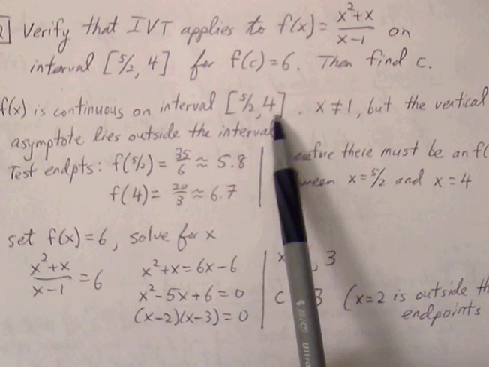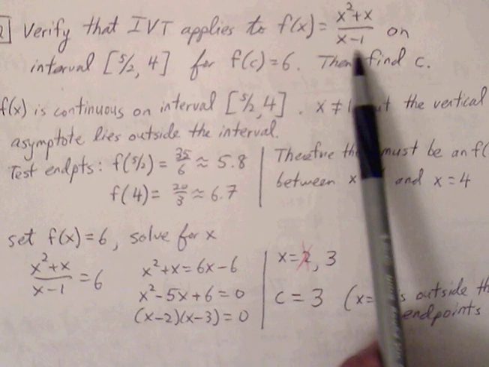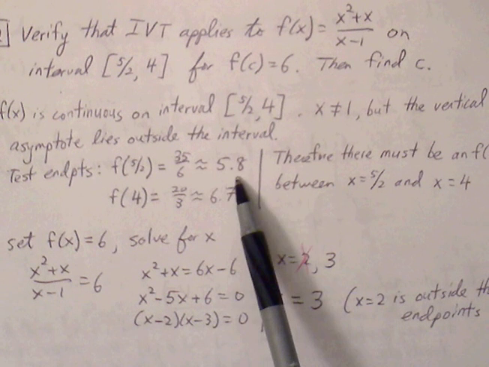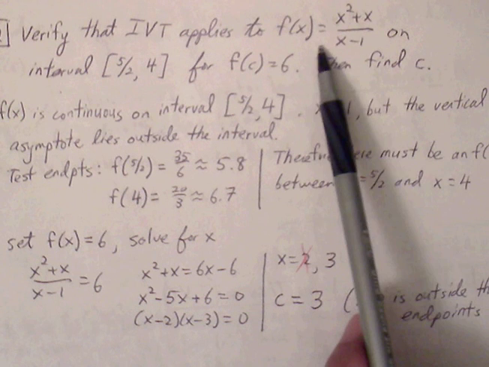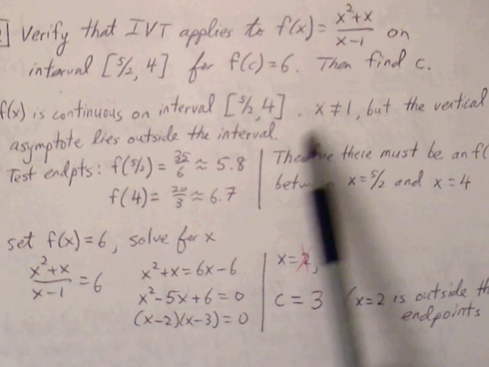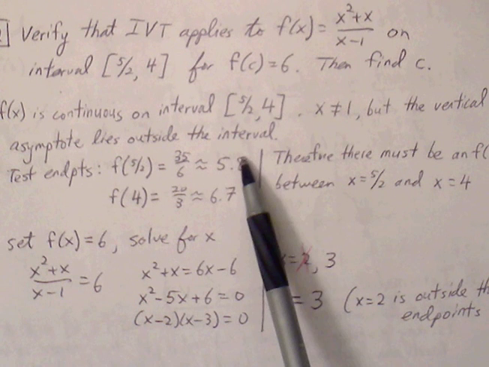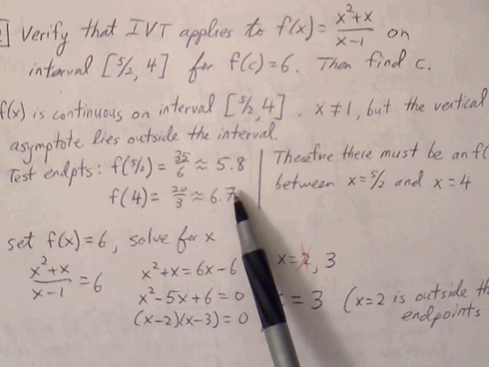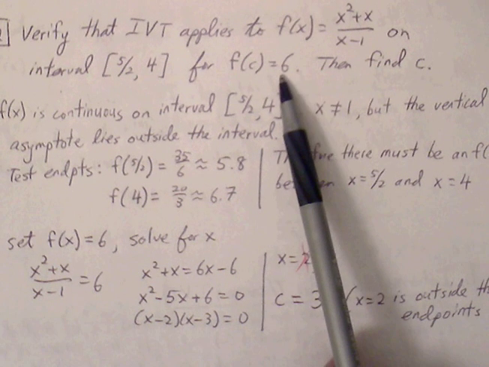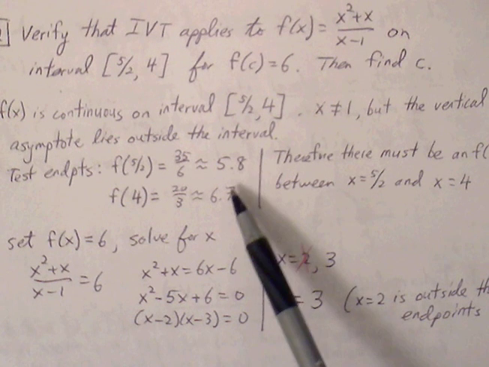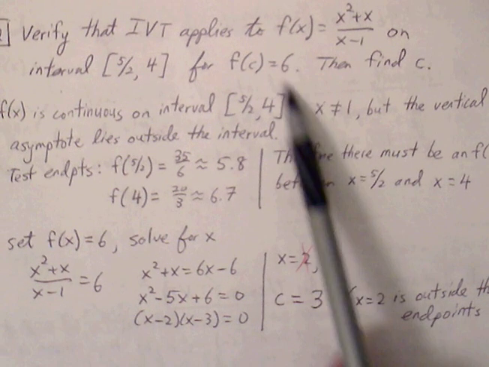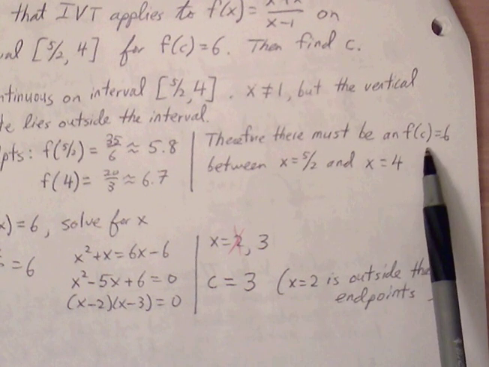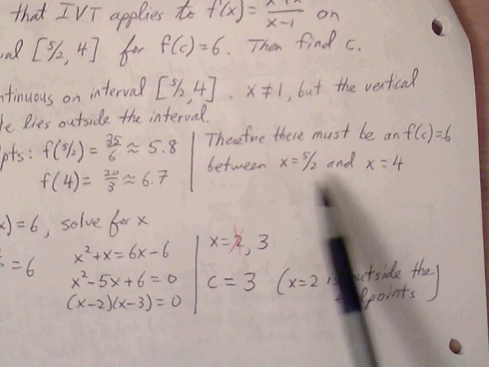So we just have to plug these in and see what the y values are. If I plug 2.5 into this function here, I'm going to get 35 over 6, which is about 5.8. If I plug 4 into this function, I'm going to get 20 over 3, which is 6.7. Now 5.8 and 6.7, this is enough information for us to guarantee that the graph will hit a y value of 6 because we see the endpoints sit above and below this target y value. Therefore, through IVT, there must be at least one f of c equals 6 between 5/2 and 4.